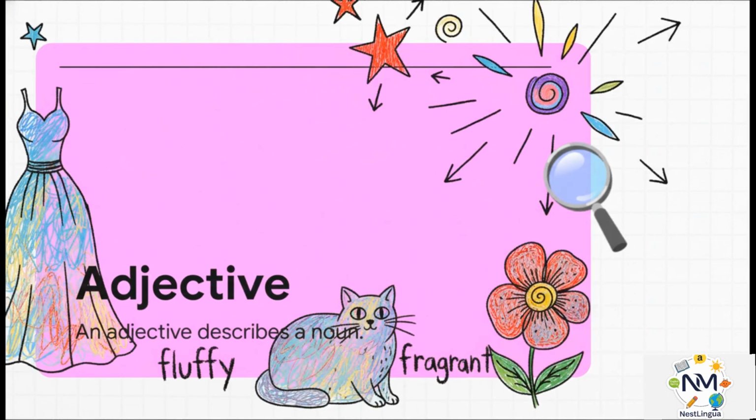Their job is to be the artist of the sentence. They add all the color and detail by describing a noun. So a dress isn't just a dress. No, it's a beautiful dress. See how that works? Adjectives make our writing and speaking so much more interesting and vivid.